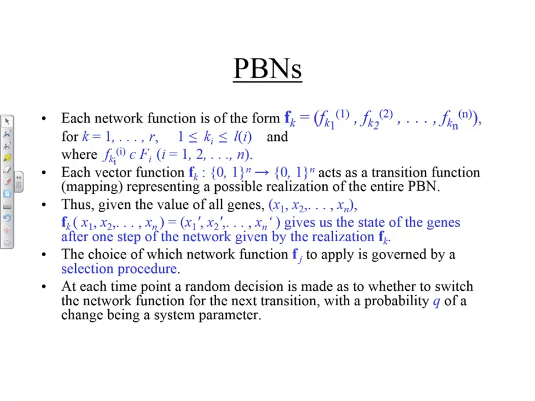So thus, given the value of all the genes, the gene activity profile x1 through xn, Fk evaluated at x1, x2 up to xn is giving you the state of the genes after one step of the network given by the realization Fk, right? And the choice of which network function Fk to apply is governed by a selection procedure, right? So at each time point, a random decision is made as to whether to switch the network function for the next transition, with the probability q of a change being a system parameter, right? So maybe you flip a coin. Should you switch or shouldn't you? Okay. If you don't switch, you just stay with the same network function. If you switch, then you will choose one according to the probability distribution across the different predictors for a gene.